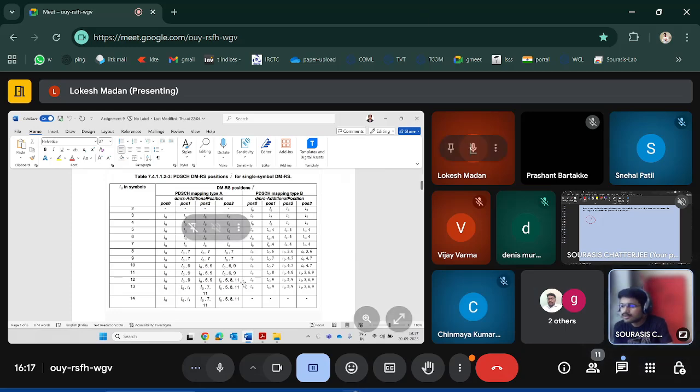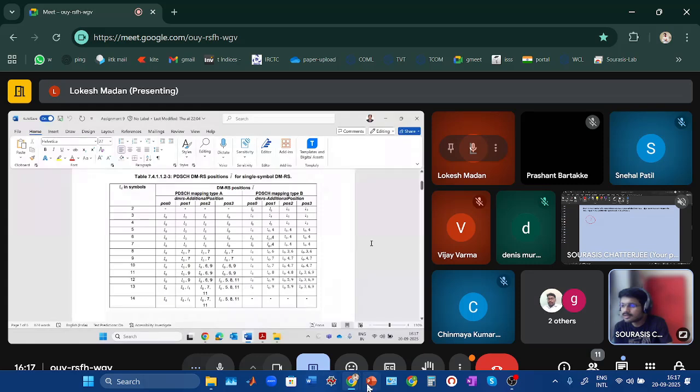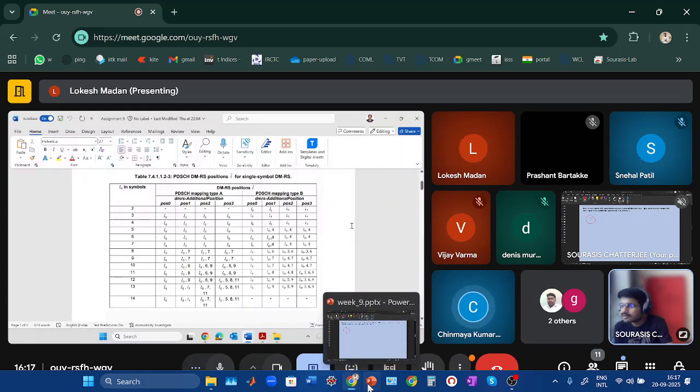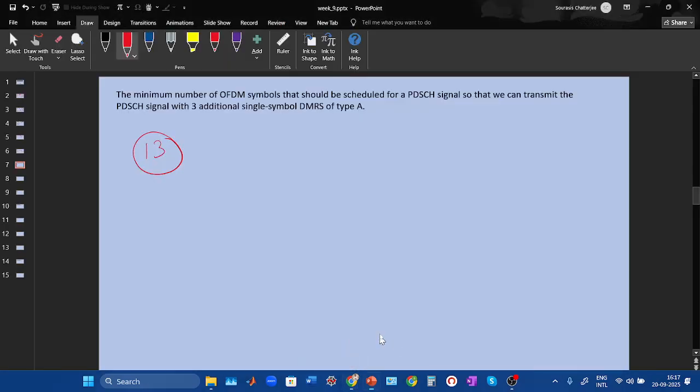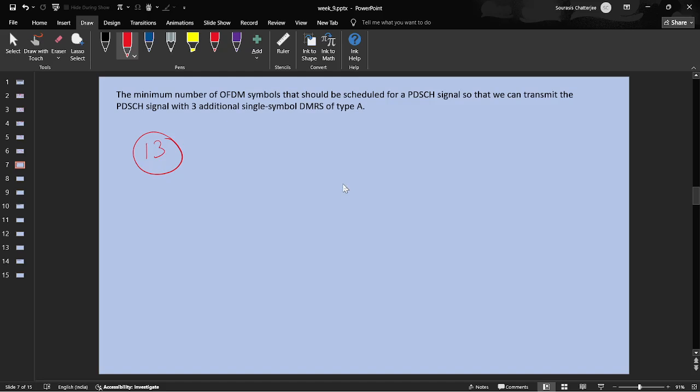Yeah, I was wrong. It should not be 13. So 12, 13, 14 are all allowed, but we are supposed to go with the minimum. So it is not 13, it is 12. Thanks for this.